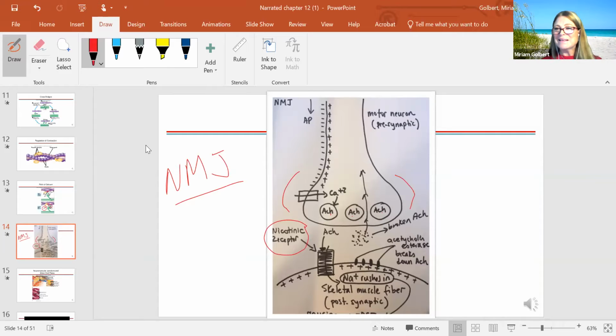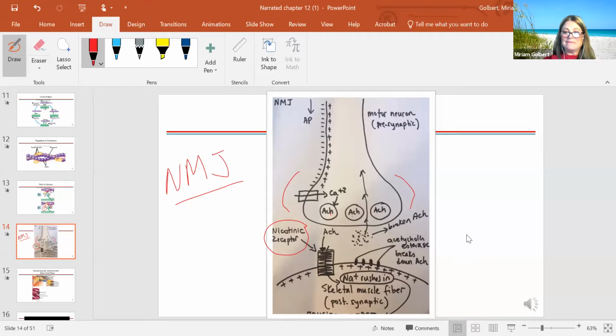Nicotinic, right? Remember that acetylcholine can be inhibitory or excitatory. If it's excitatory, the skeletal muscle needs to have a nicotinic receptor. What's the name of the receptor where acetylcholine is inhibitory? The G protein? It has a name. Muscarinic or something like that. Muscarinic. Oh, and we are going to go back to this one for cardiovascular, you guys.